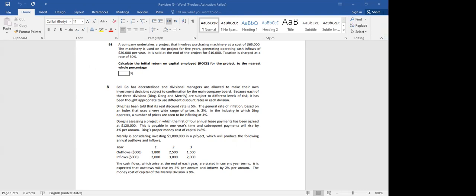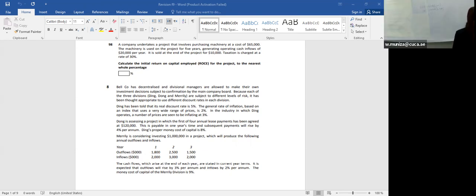Yes, miss. Okay, now they say, Dong is assessing a project in which the first of 4 annual lease payments have been agreed at 120,000. This is payable in 1 year's time, and subsequent payments will rise by 4% per annum. Dong's money cost of capital is 8%. Okay, now you have calculated 7.1%. They are telling you that it's 8%. So to discount the cash flows, you will be using 8%.